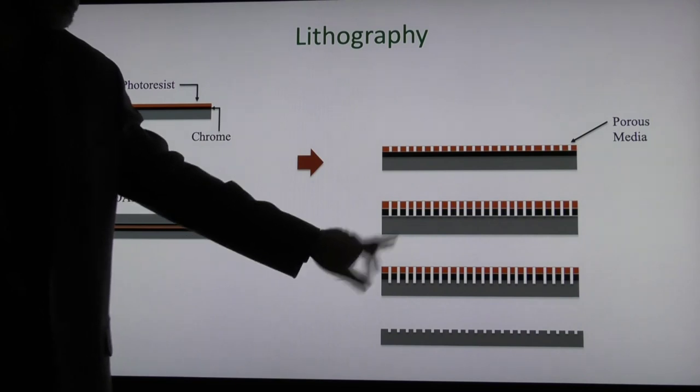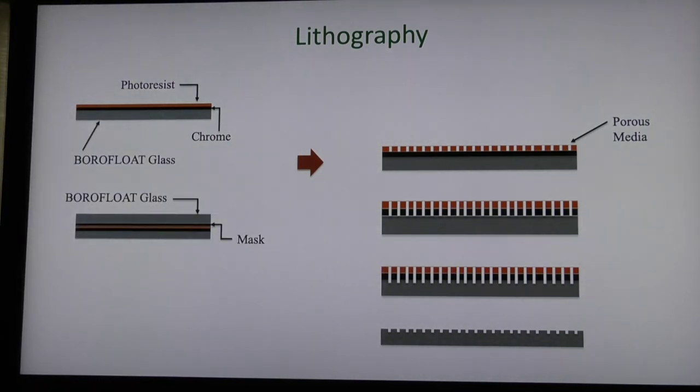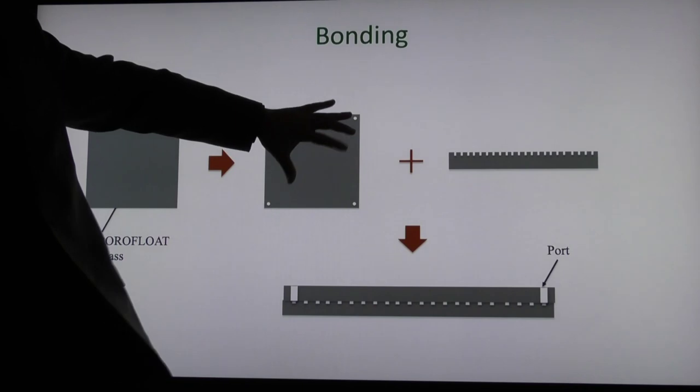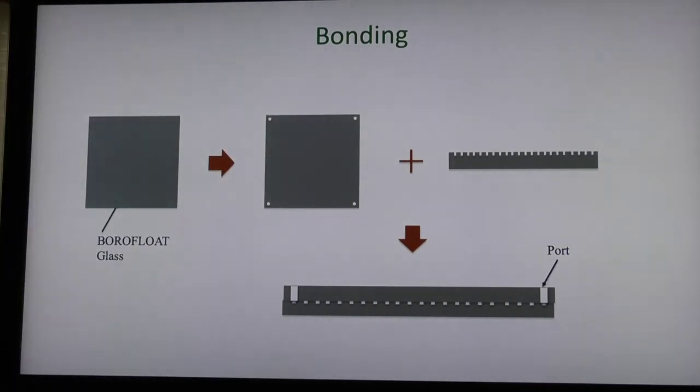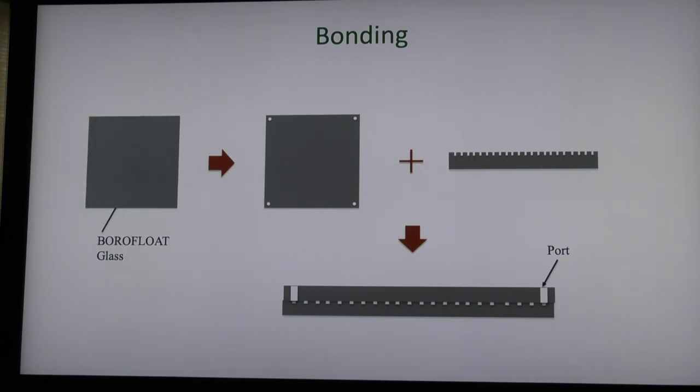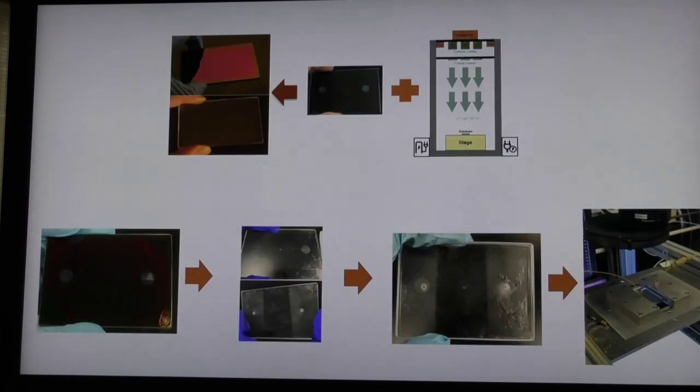Then we get rid of the photoresist and the chrome, and all we have is the piece of glass with the pattern on top of it. Then we take a blank substrate, we drill holes where we need them to be, and then we take this, rotate it, put it on top, and then thermally bond it. We raise the temperature to about the melting temperature of the glass, which is about 660 degrees Celsius. Through a protocol, it stays there for a while and they fuse.